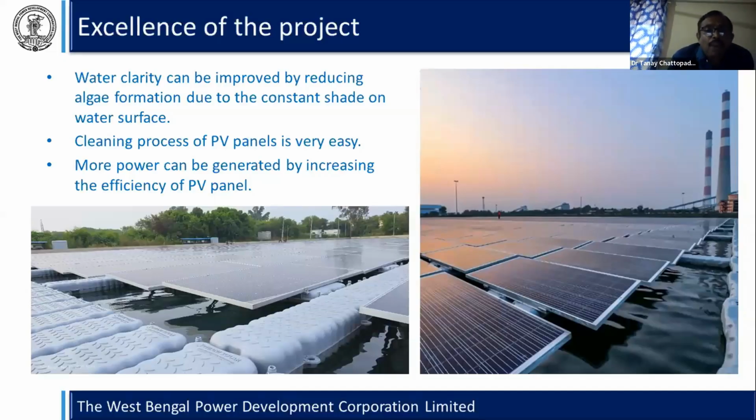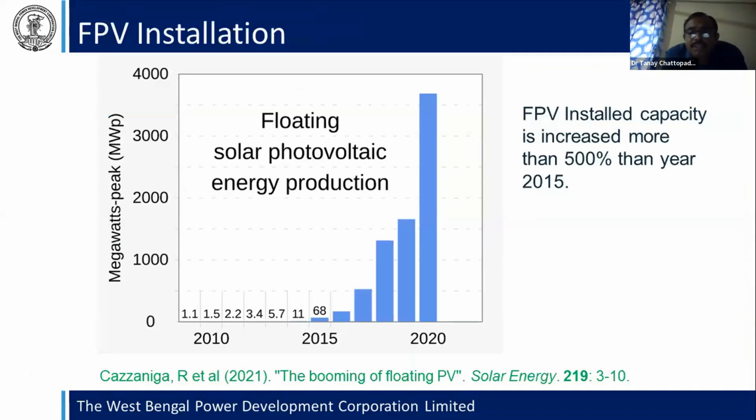And now, what is that? In the case of floating photovoltaic installation capacity, the data is that in 2015, a total of 68 megawatt peak was installed. And in 2020, it increased by 500% over 2015, and it is increasing day by day.